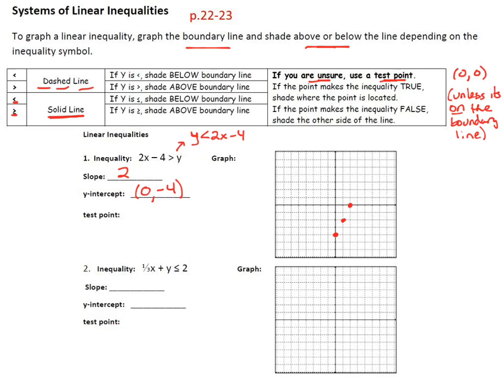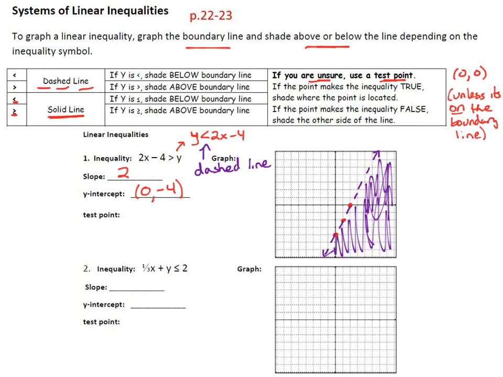And now our boundary line, since we have just the plain old less than, we're going to have a dashed line. So that means it's going to look somewhat like this, assuming I can draw a straight line. And then we want to determine if we shade above or below. It's less than, so we're going to assume that we shade below. It doesn't have to be a work of art, just a quick shade.